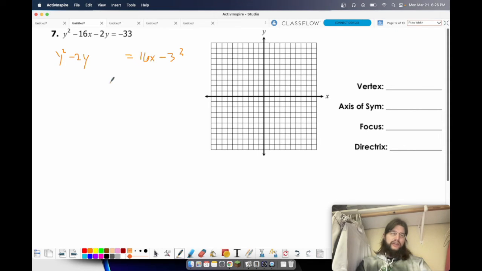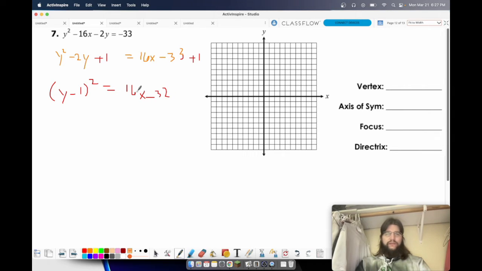Cut that in half and square it. That's going to be 1. I'm going to add that to the other side. And then b over 2, so I got to factor this. Y minus 1 squared equals 16x minus 32. Factor out your GCF here. Well, factor out the coefficient of x because it has to be factored out. Doesn't matter if it's nice or not. It should be.